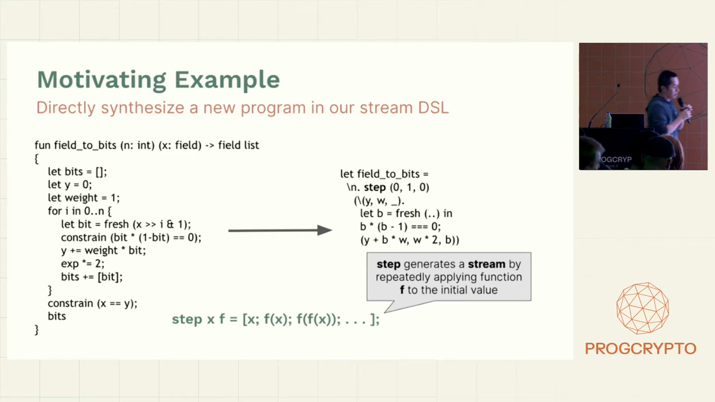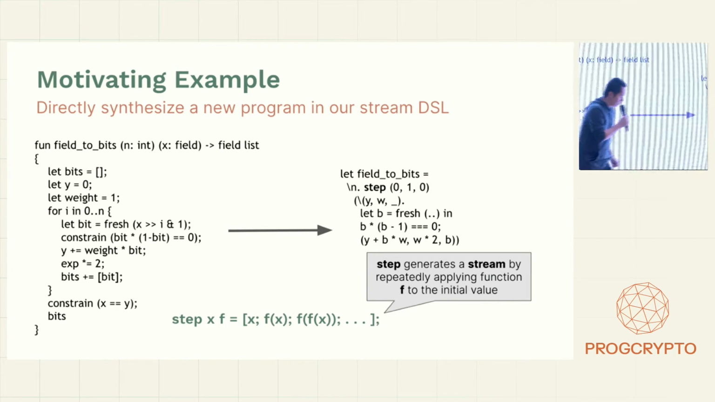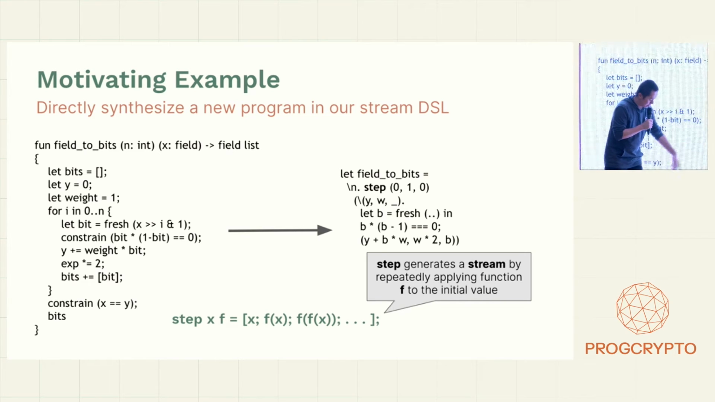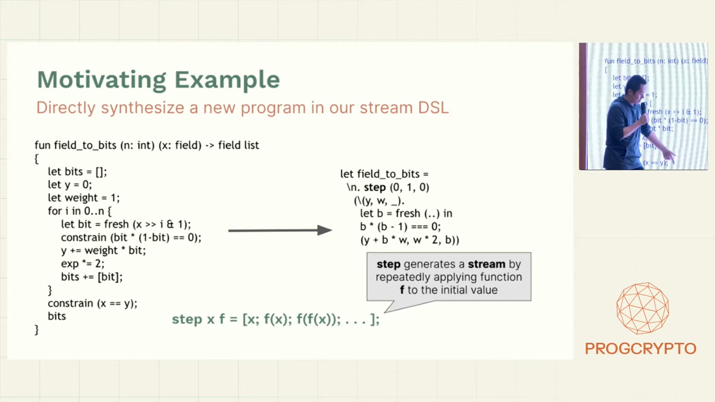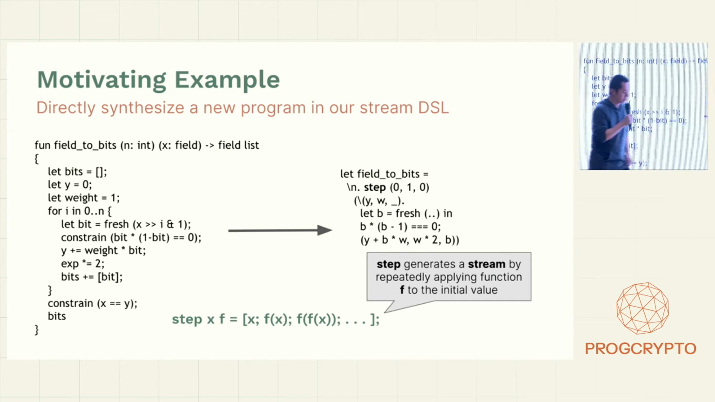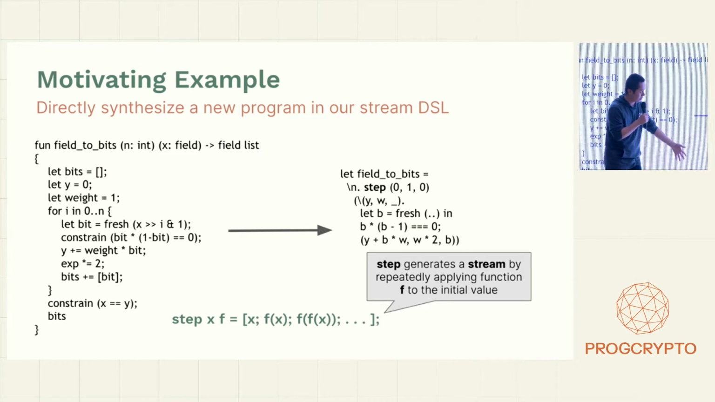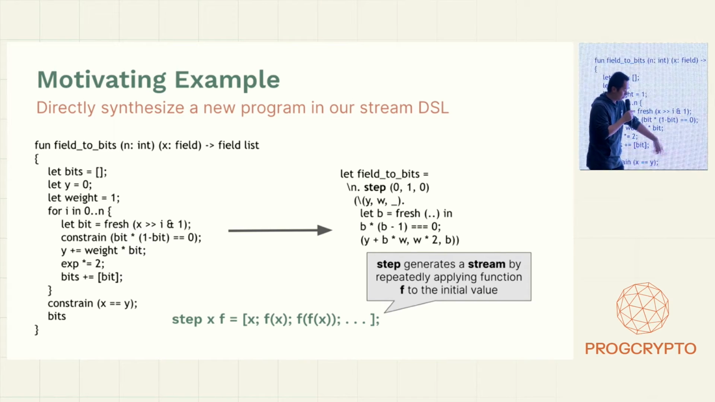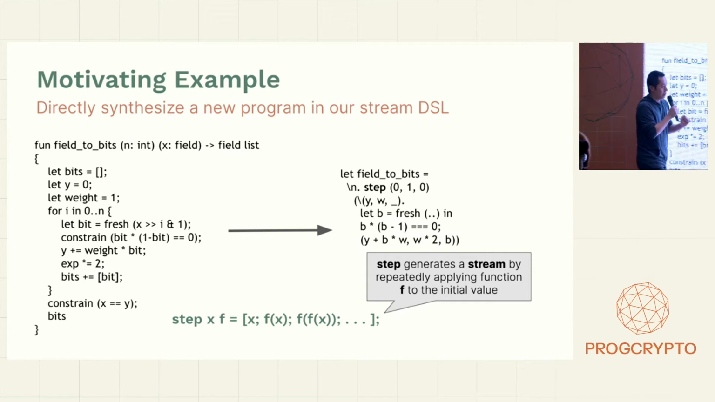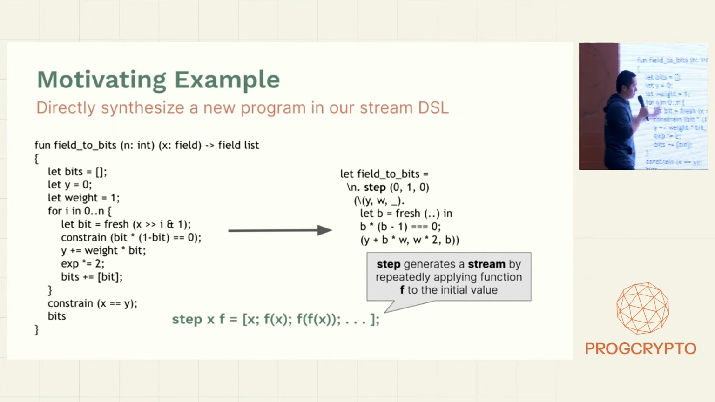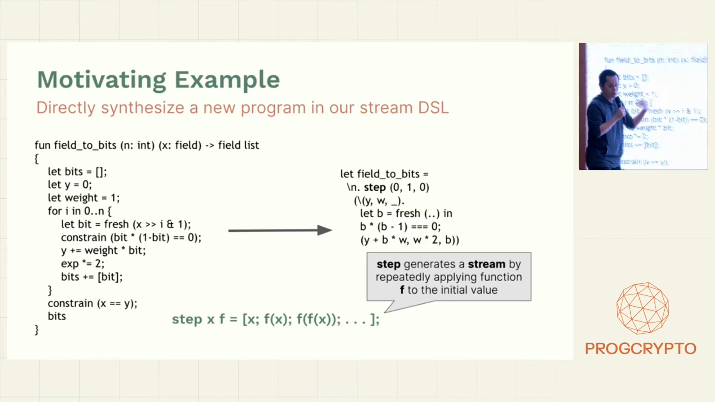So in our DSL, we introduced a high-order function called step. What this step high-order function does is that it takes in a set of variables and a function, and it applies this function on top of those variables, again and again, generating a stream of intermediate computation trace. By correctly filling in those variables and functions, we're able to generate our intermediate representation that is equivalent to the original program. This is a program in our DSL, and this is the original program. They are doing the same thing.